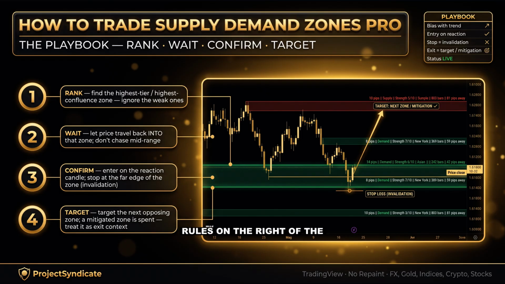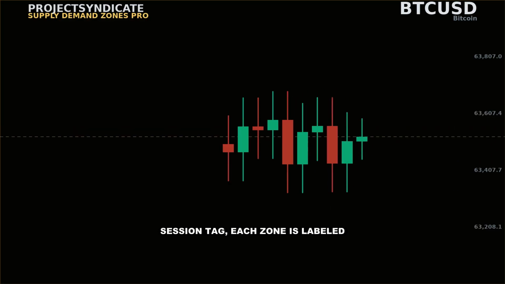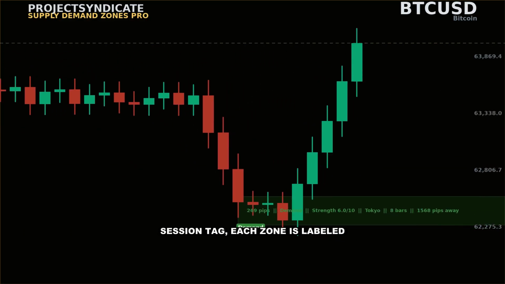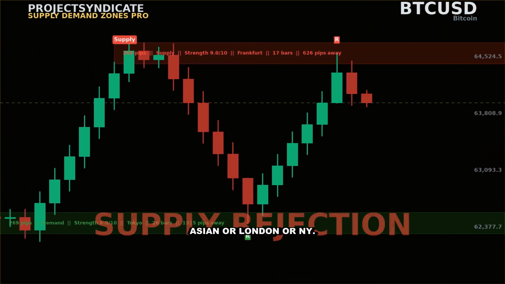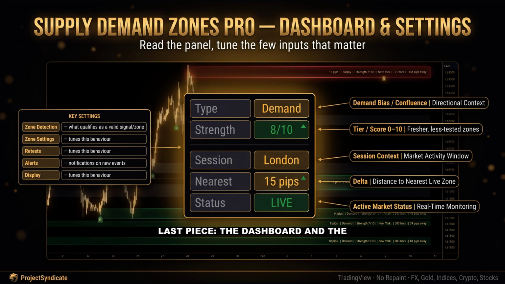Keep the rules on the right of the slide in view. Bias with trend, entry on reaction, stop is invalidation, and exit is target or mitigation. Session tag. Each zone is labeled Asian or London or NY. Last piece. The dashboard and the settings.